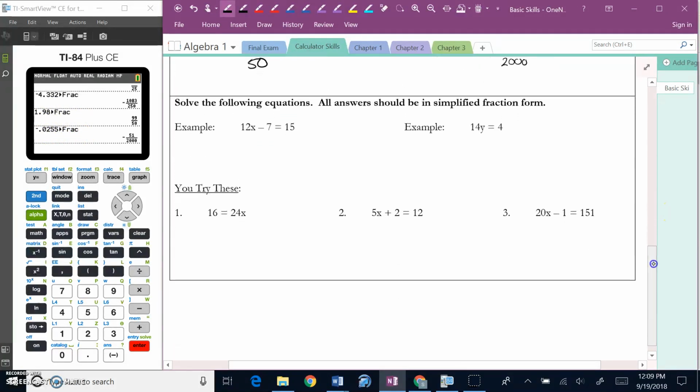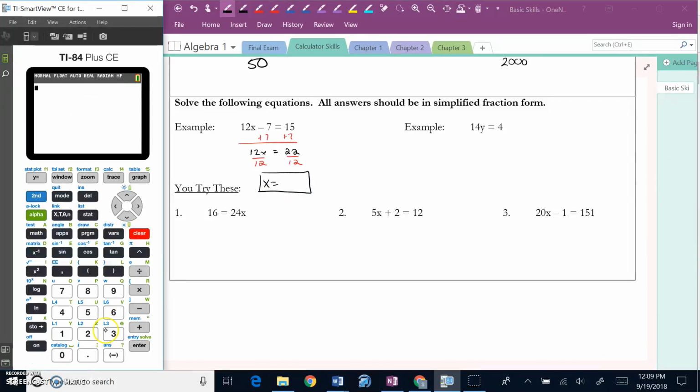And lastly for today is solving equations and then making sure that we are leaving our answers in simplified fraction form. I don't want rounded decimals, I don't want rounded answers, I don't want decimals at all. In this case, I want you to give me a fractional answer at all times. So the process of solving we've talked about, you guys know how to do. I'll do that quick. Add 7 to both sides, 12x equals 22, divide both sides by 12, and I can get my answer. But I want that answer provided in a simplified fractional form.